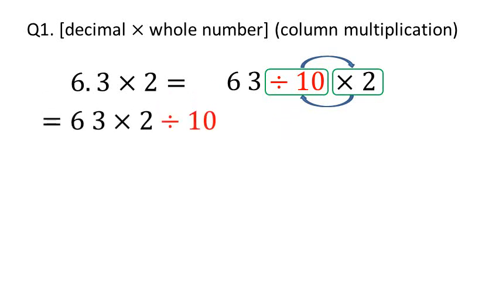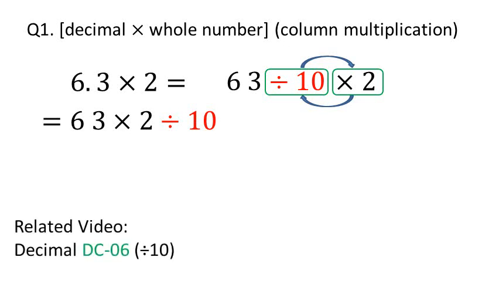Do you remember how to divide a decimal by 10? If not, please refer to the video Decimal 6. So we calculate 63 times 2, and we need to move the decimal point one place to the left. So we can just multiply 63 times 2.